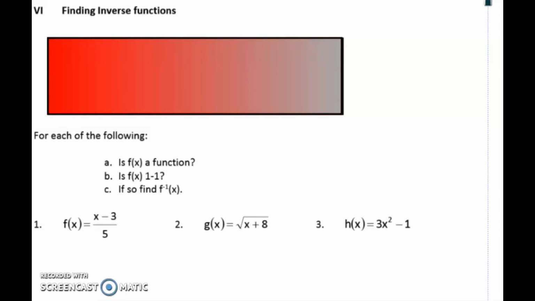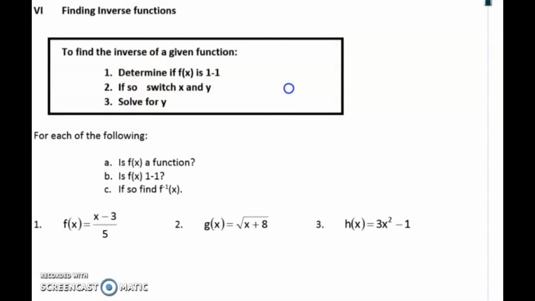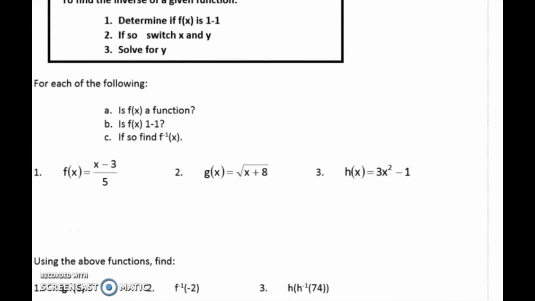Okay, so now let's tackle how to find the inverse of a function. All right, we just determined whether two functions that were given to us are inverses of each other or not. How do you actually find the inverse of a function? Well, to find the inverse of a given function, first of all, you have to determine if the function is 1 to 1. If so, you're going to switch the x and the y, and then you're going to solve for the y. All right, so our next group of examples here, I want you to determine if f of x is a function. If it's a function, is it 1 to 1? If so, find the inverse.